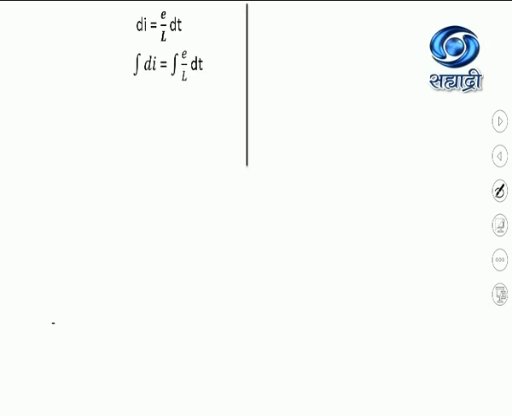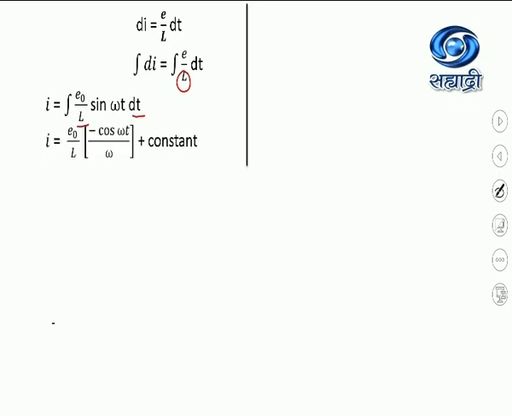Now integrating both sides, we get the integration of di is equal to the integration of E by L, and integration is with respect to t. So we get I, the integration of di is I, is equal to, now E we are replacing by E naught sin omega t. So in the integration we get the integration of E naught into sin omega t divided by L, as it is, integration is with respect to t.